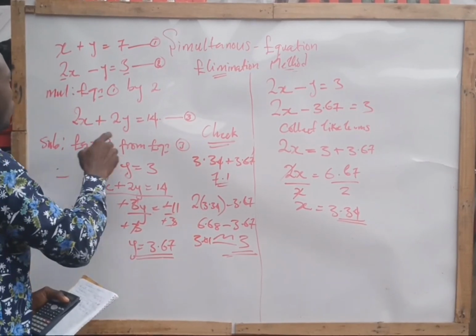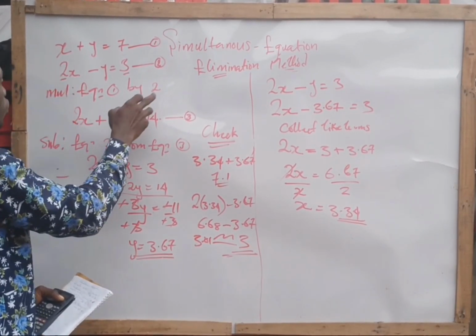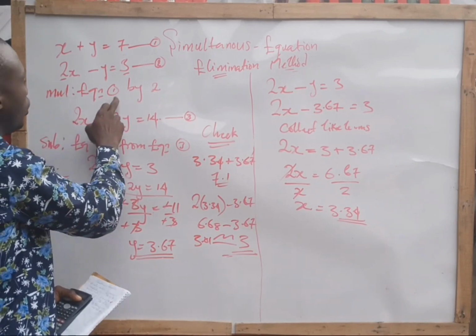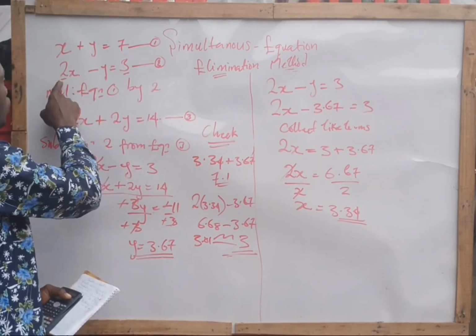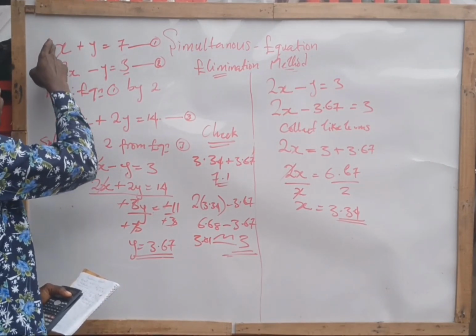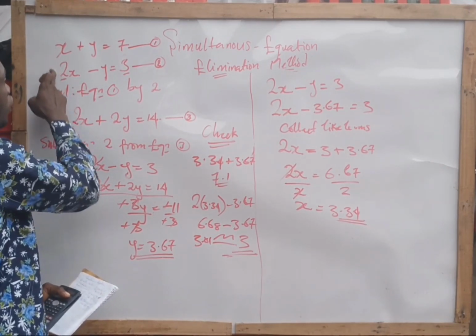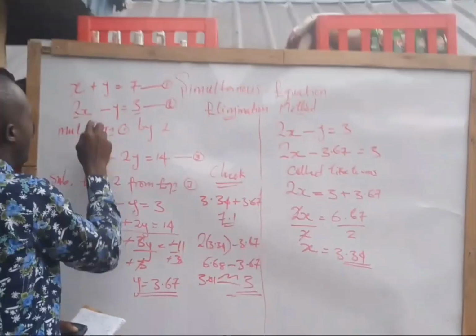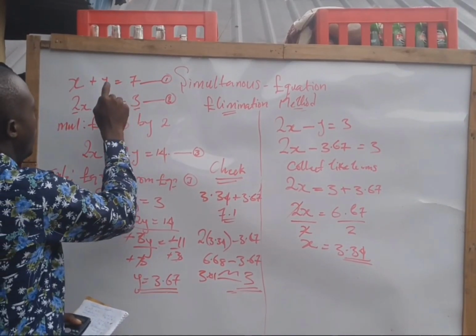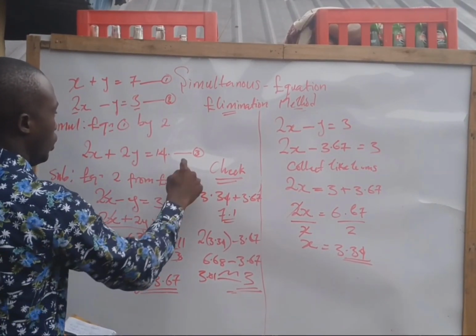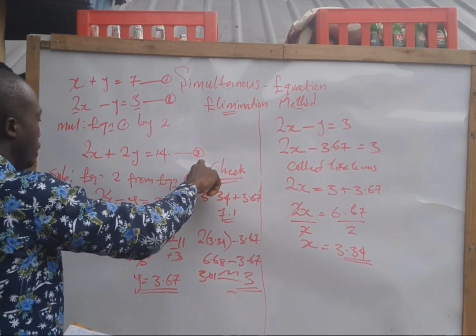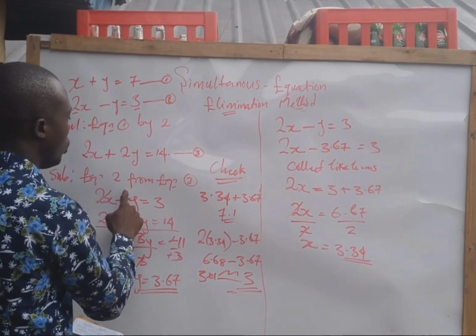For you to eliminate this, we multiply equation 1 by 2. How did we get our 2? Our 2 is from this one, because we want to make the variable the same thing. So 2 times x will give us 2x. 2 times y will give us 2y. 2 times 7 will give us 14. We name it as our equation 3.